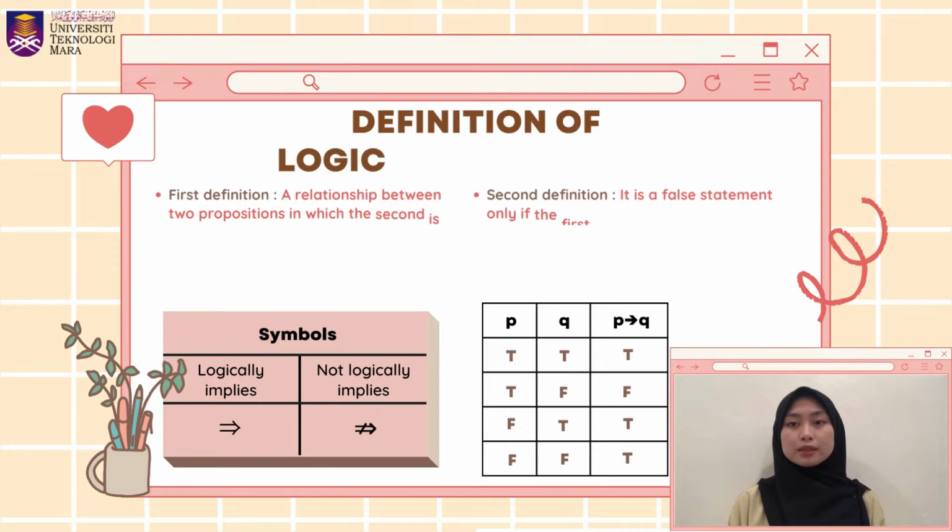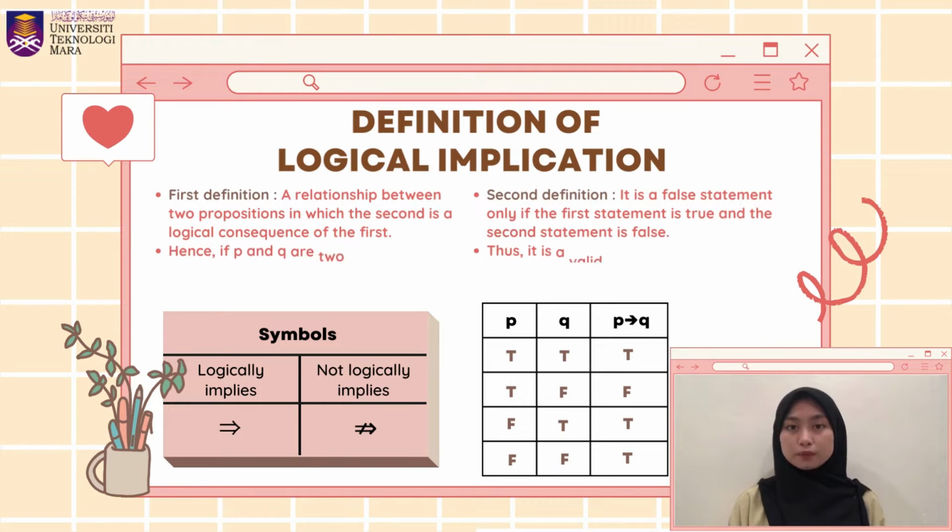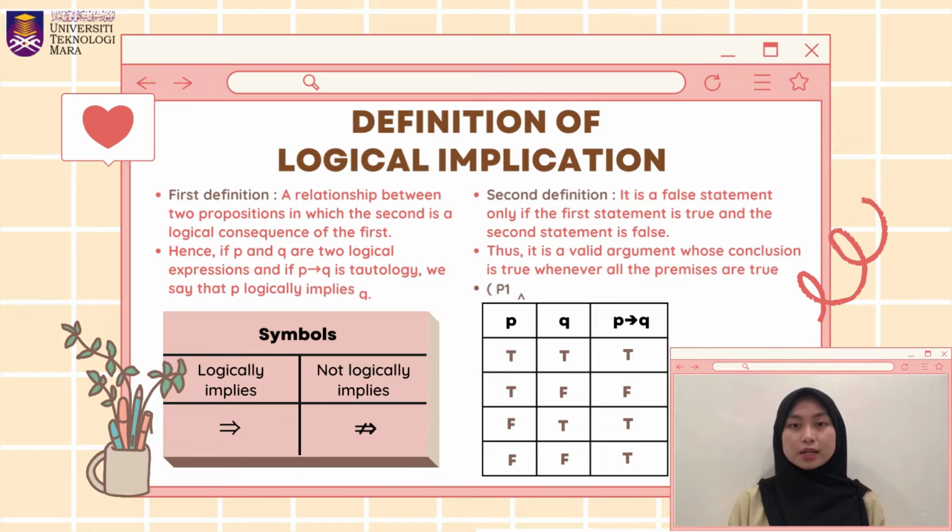Next would be the definition of logical implication. The first definition states that it is a relationship between two propositions in which the second is a logical consequence of the first. Hence, if P and Q are two logical expressions and if P implies Q is a tautology, we say that P logically implies Q. Here are the symbols for logically implies and not logically implies.